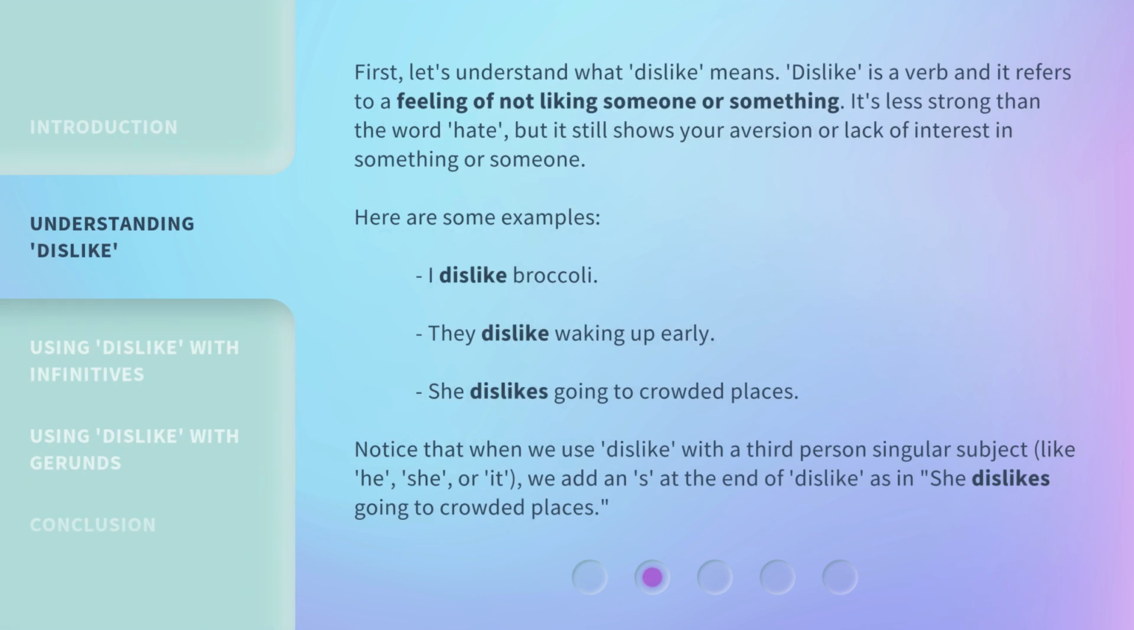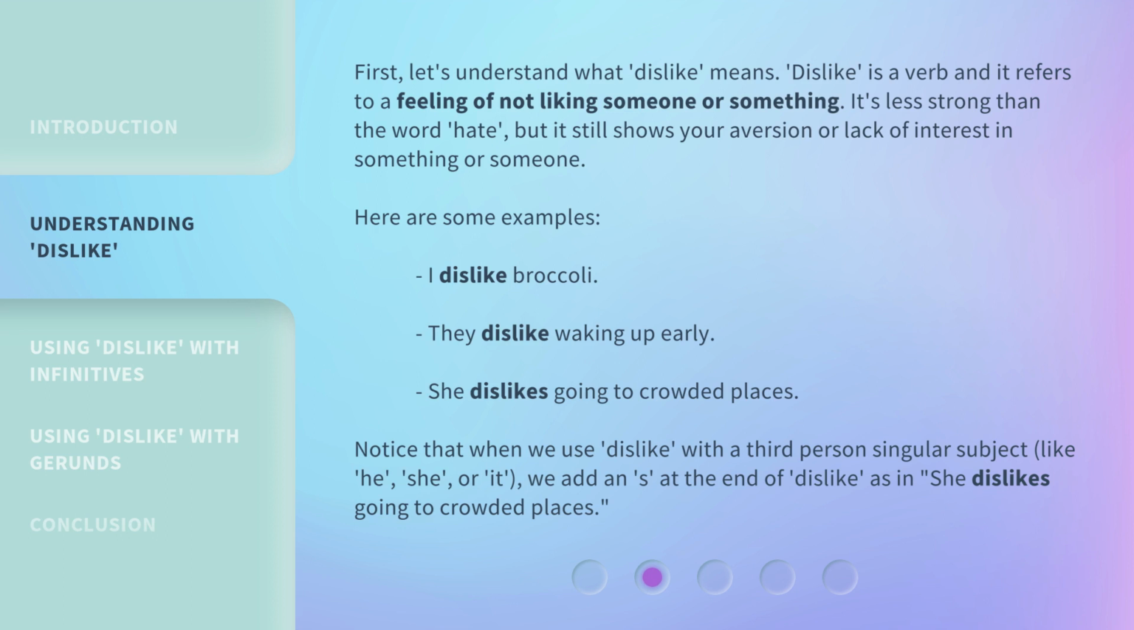First, let's understand what dislike means. Dislike is a verb and it refers to a feeling of not liking someone or something. It's less strong than the word hate, but it still shows your aversion or lack of interest in something or someone. Here are some examples.